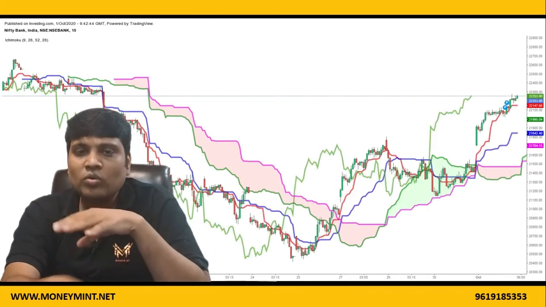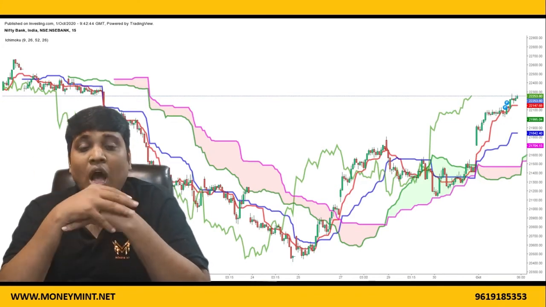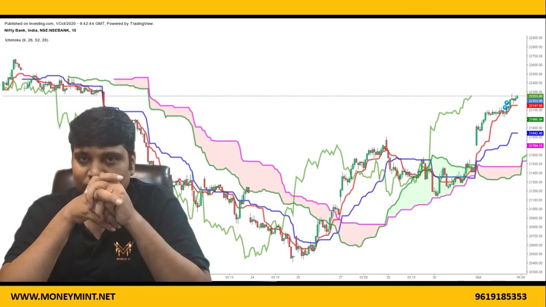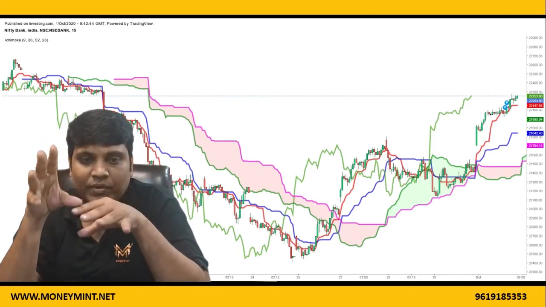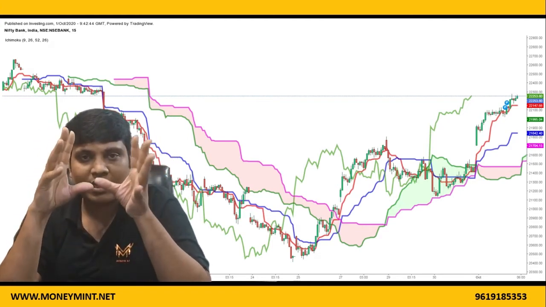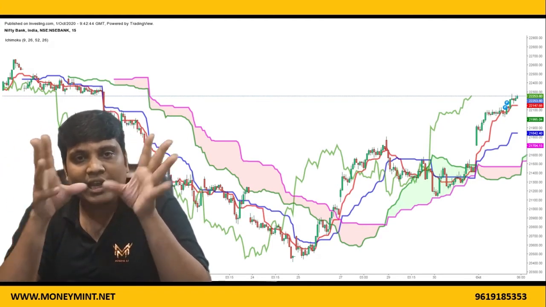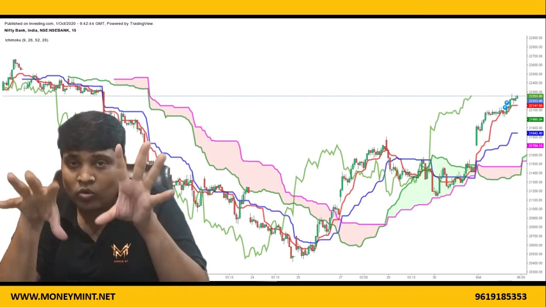Now let me show you the entire Ichimoku indicator. So how do we exactly take a trade? While discussing, we have discussed if the red line is below the blue line, that shows bearishness. The blue line itself shows some indications. The green line itself shows some indications. Then the cloud itself shows some indication. Then how do we combine them?